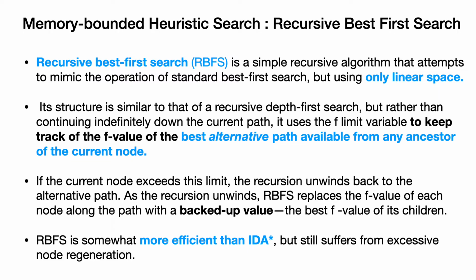So RBFS is somewhat more efficient than the IDA-star algorithm, but it also suffers from successive node regeneration. We will see in the coming slides why IDA-star and RBFS don't utilize more memory. So let us see one example of how the RBFS algorithm is implemented.